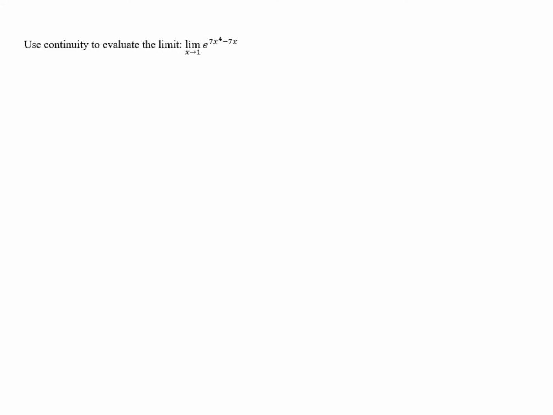Use continuity to evaluate the limit. And the limit we're looking at is the limit as x approaches 1 of e to the 7x to the fourth minus 7x power. So we know that polynomials are continuous for all real numbers, and we know that e to the x is a continuous function for all real numbers.